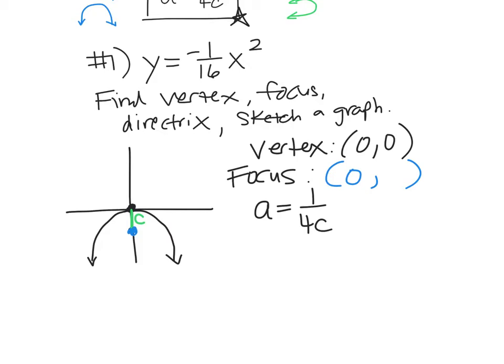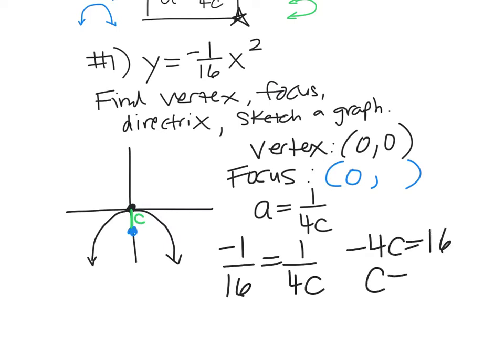So I'm going to take a. What's a in our equation? Negative 1/16, and I'm going to set it equal to 1 over 4c and solve. So a is negative 1 over 16, and that's equal to 1 over 4c. All right, so you guys know how to solve this because we spent chapter 9 solving things like this. We're going to cross multiply. So you get negative 4c equals 16. So c equals negative 4. What that means is that is the distance from my vertex down to my focus point. And so that makes this point (0, -4).